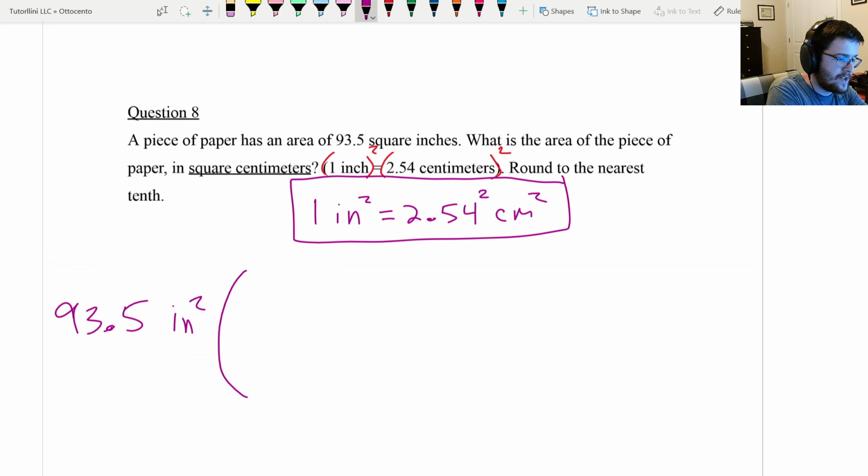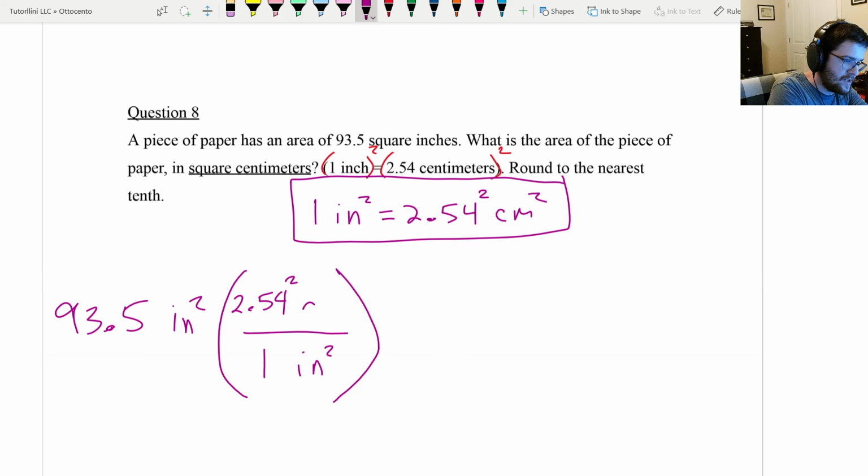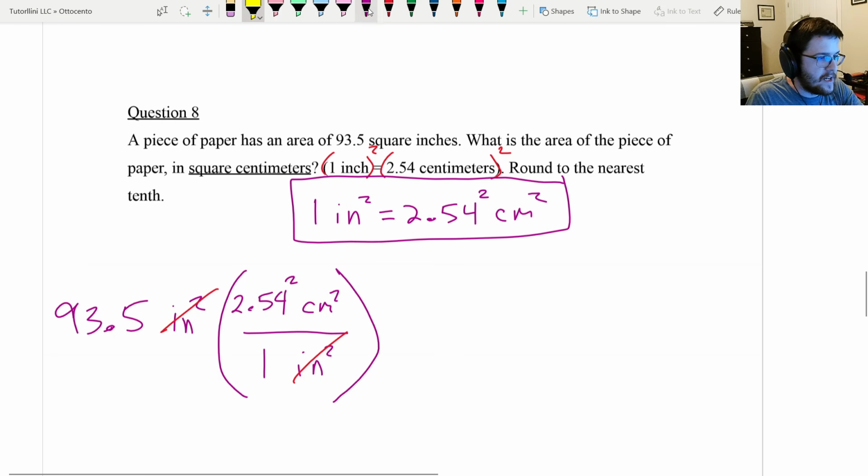And now we can do the factor label method. So I'm going to put 1 inches squared on the bottom and then 2.54 squared centimeters squared on the top. Inches squared is on opposite sides of the division sign, so that's going to cancel. We're left with centimeters squared, or square centimeters, which is what we want. So now we can jump to the calculator.